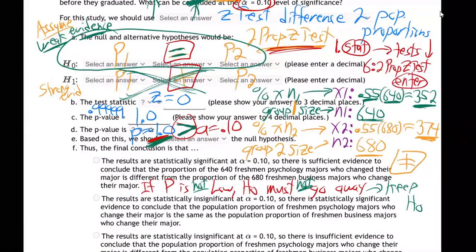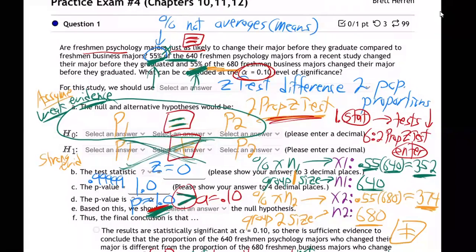That's why the p-value came out with 100% chance of luck. 1.0 decimal is the same as 100%. There's a 100% chance of luck. There's a 100% chance that they're not really different, right? They came out the same.